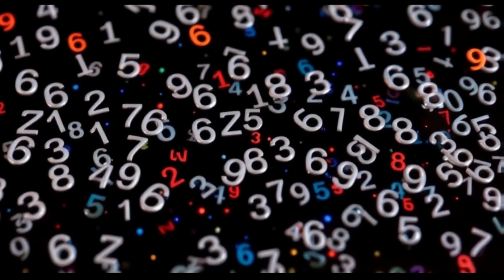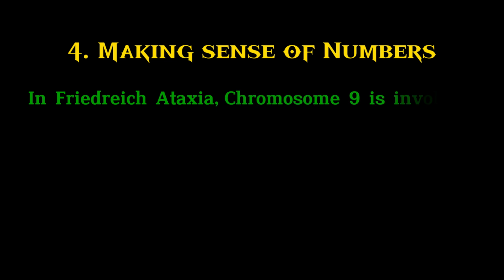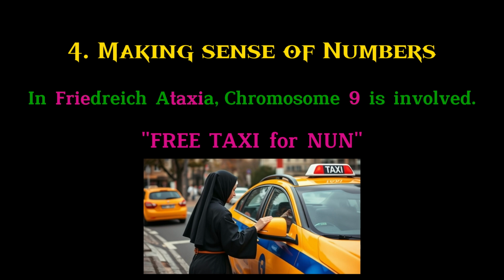The next method of creating a mnemonic is making sense of numbers, like using the word none for the number 9. For example, in Friedreich ataxia, chromosome 9 is involved. A mnemonic can be created as free taxi for none.